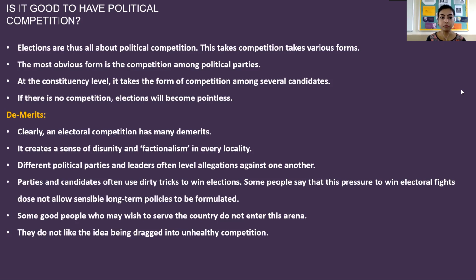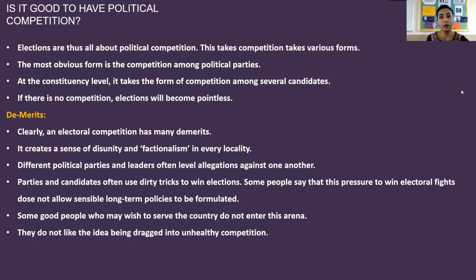Now, because of this unhealthy competition, some people who are genuinely good, who really want to work for the people, do not nominate themselves for the election. Why? Because they don't want to enter this political competition. They consider it so unhealthy. So some good people remain out of the whole election process because they are not comfortable with the competition which goes on in an election.